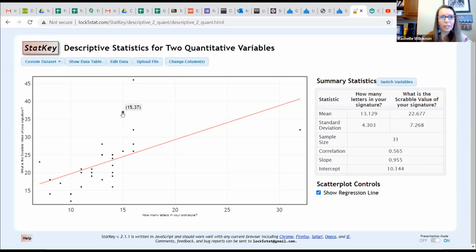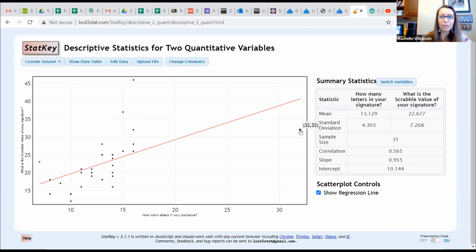By extreme, I mean different from everybody else. If I look at this point here, you can see that there are other people that also had 15 letters in their name. A bunch of people had 14 letters, and several people had 16 letters. So this person had an unusually high Scrabble value for having 15 letters in their name. This one is a regular outlier.